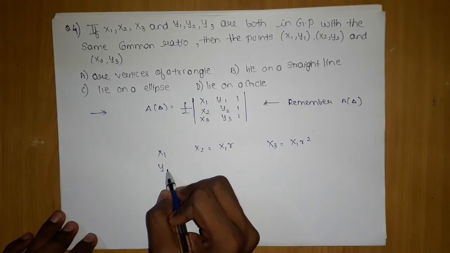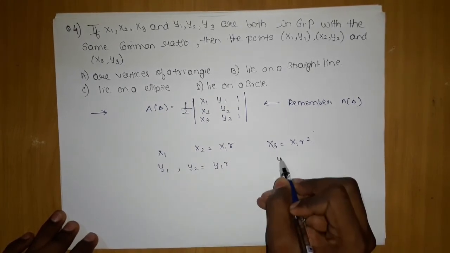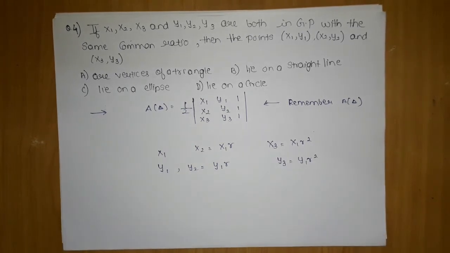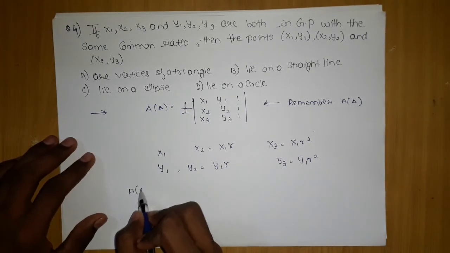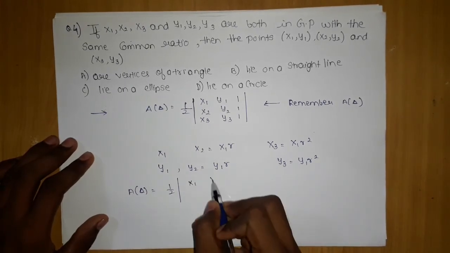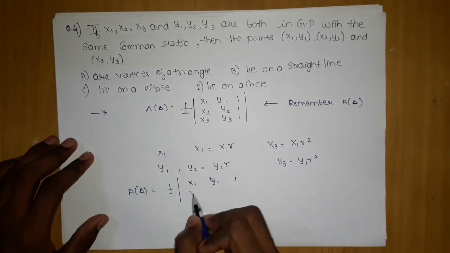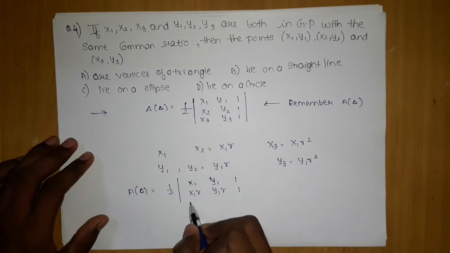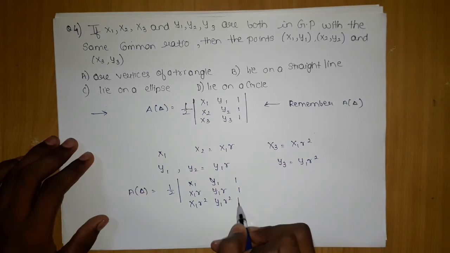Similarly y1 is this, then y2 I can write as y1 times r, and y3 I can write as y1 times r square. Now if I substitute these values in this area of triangle formula, then what I'm getting will be this: x1, y1, 1, then x1 r, y1 r, 1, then x1 r square, y1 r square, and 1.